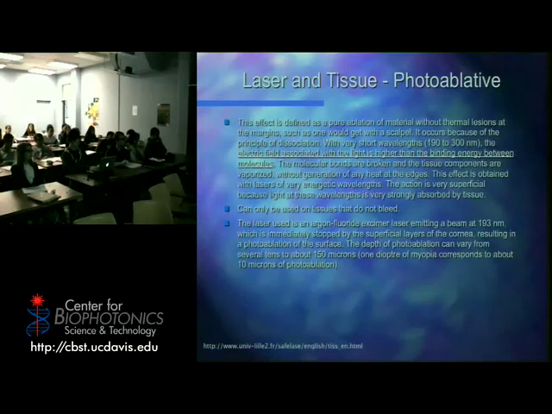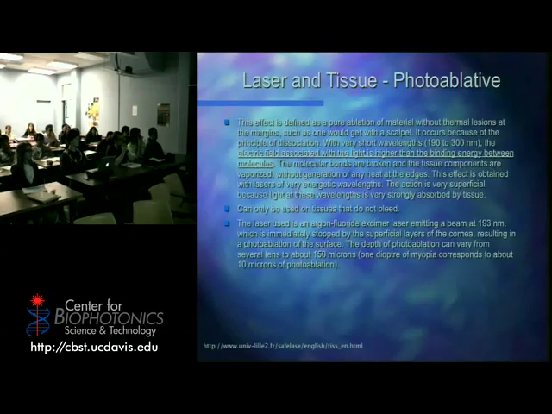So the molecular bonds are broken and the tissue components are vaporized without generation of any heat at the edges. It's only obtained with lasers of very energetic wavelengths, UV. The action is superficial because the light of these wavelengths is very strongly absorbed by tissue. Do you guys remember we tried putting a blue LED on a finger? We tried the green laser, here it is, on my finger. Nothing comes through. Well, the blue even less. It's very strongly absorbed.